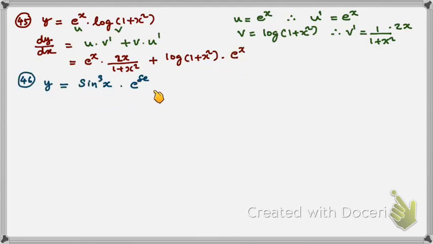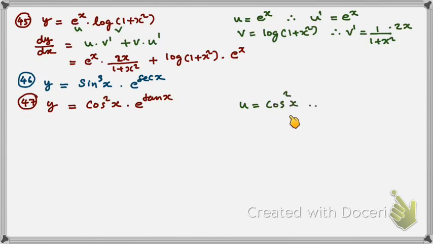And that's your question. And we look at cos square x into e raised to tan x. It's u into v again. So I'll write what is u. U is cos square x. So u dash would be, something whole square is 2 times that. X square is 2x. Cos square x is 2 times cos x into negative sin x, the inside derivative.